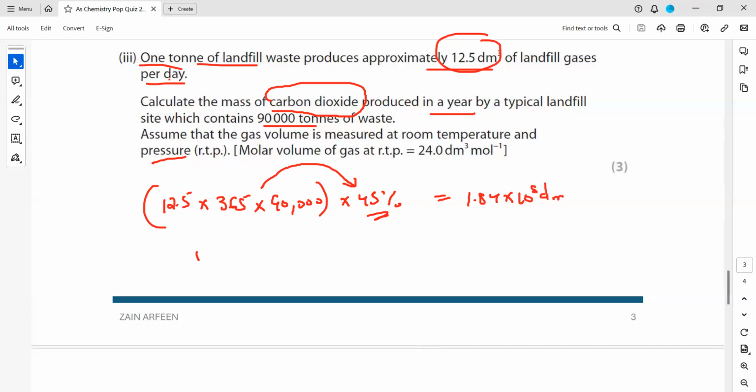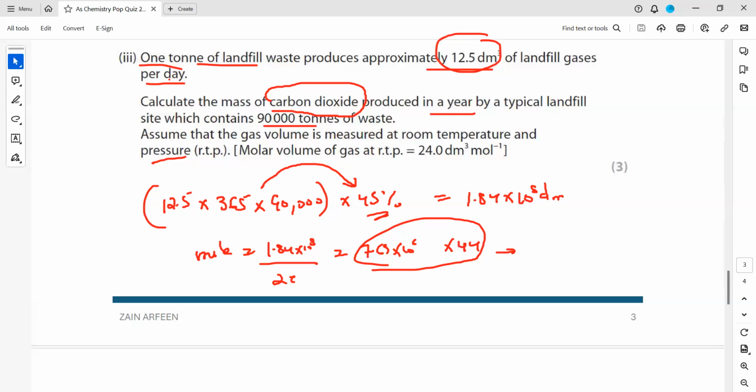And then we find the moles. How to get the moles? Volume, 1.84 times 10 power 8, divided by 24. We get the moles, which is 7.69 times 10 power 6. And then to get the mass in grams, we multiply by the molar mass, which is about 3.38 times 10 power 8 grams. So this much carbon dioxide is being produced every year.